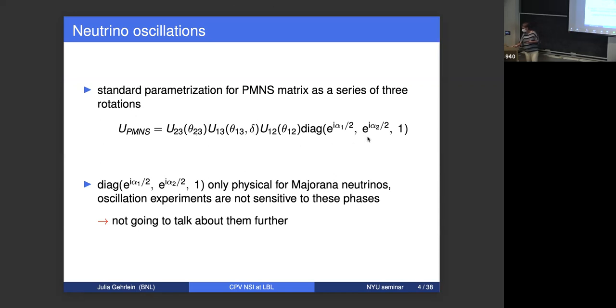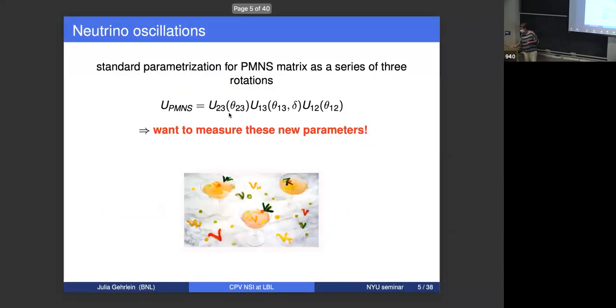And then we also have this diagonal matrix, which contains two more phases. However, this diagonal matrix is only feasible for Majorana neutrinos, and oscillation experiments, the experiments we're going to talk about in the following, are not sensitive to these phases. For this reason, I'm not going to talk about them further. This means we are left with these four parameters, three angles and one phase. And of course, we want to measure these parameters to learn more about the neutrino sector.